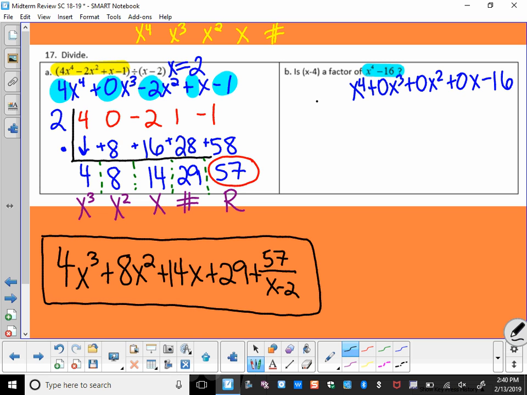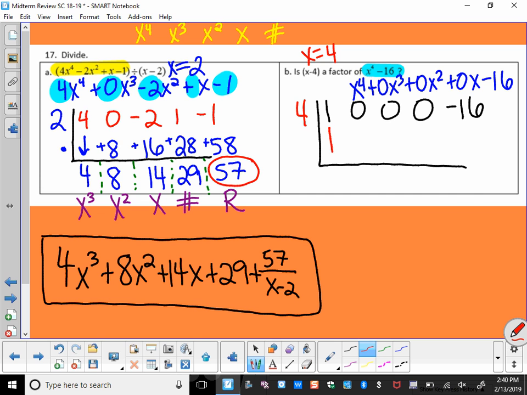So when they ask you, is this a factor, you don't have to do these lines, okay? We did this to find out what our answer was. When they say, is it a factor, you're looking to see whether, when you plug this in, 1, 0, 0, 0, negative 16, what number is going to be on the outside? 4. Positive 4. Once you do this, we are looking for this last number to be a 0. If it's a 0, then it is a factor. If it is not a 0, then it is not a factor.